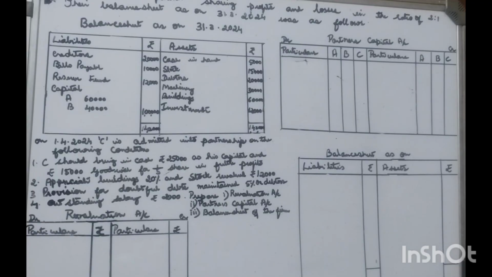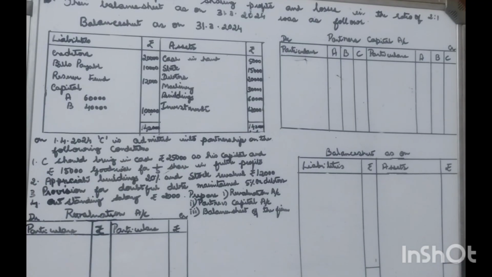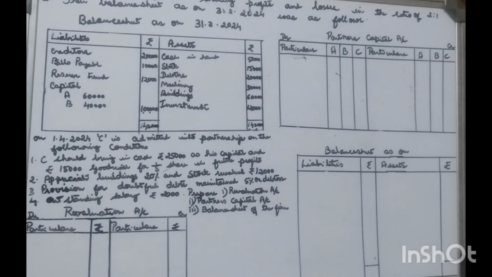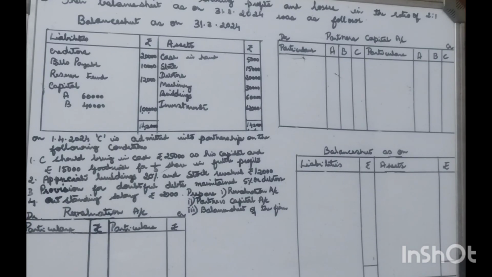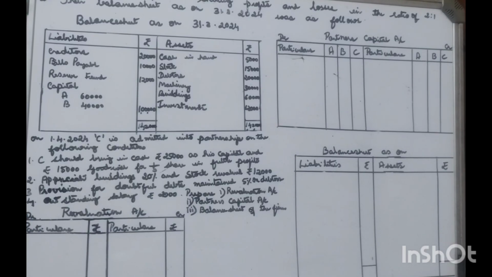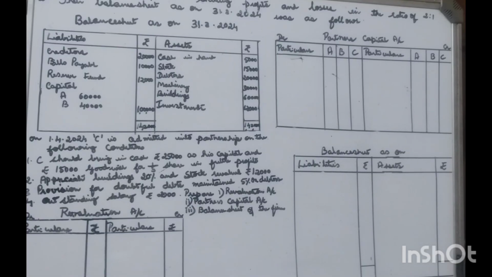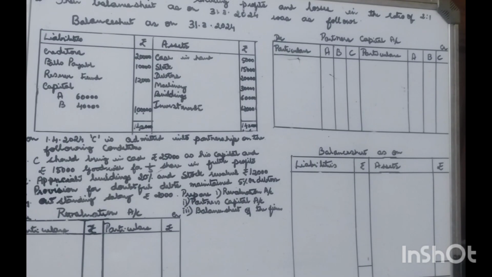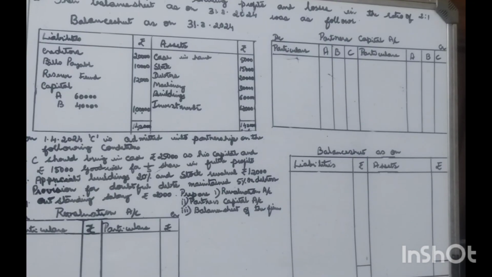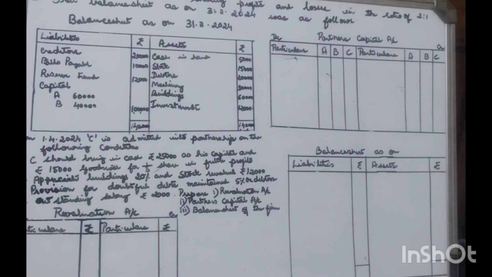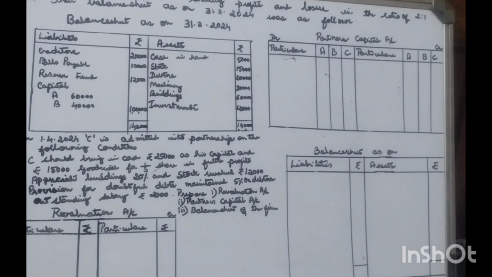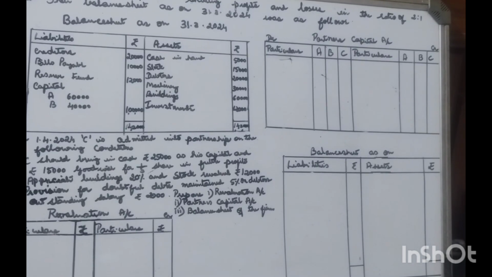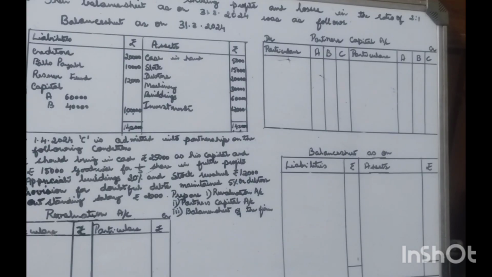Today we will understand a 12 marks question: preparation of revaluation account, partners capital account as well as reconstituted balance sheet. So this is one of the examination questions that appeared during the previous years. A and B are the partners. The profit sharing ratio is given as 2:1.